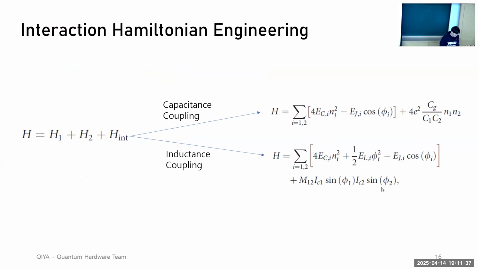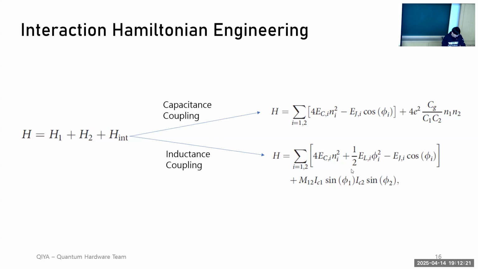We will also talk about interaction Hamiltonian engineering, because we don't only use the superposition of qubits, we also have to construct entanglement of qubits. We will explain the interaction Hamiltonian because we can make some interaction term between the qubits so it can make entanglement in the superconducting circuits. There are two kinds of couplings. First is capacitance coupling, which is the capacitance term, and second is inductance coupling.